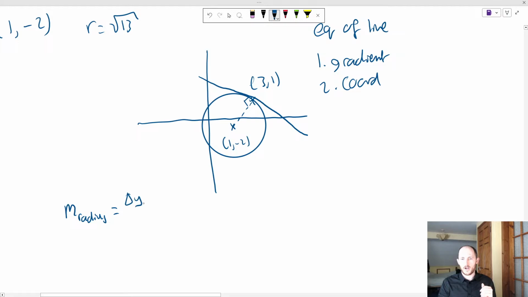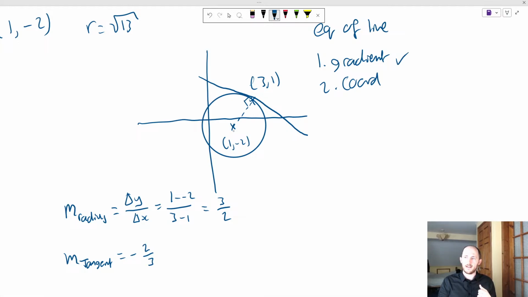You do the change in y over the change in x. This little triangle just means change in. It's a delta, it's Greek. So, change in y, 1 minus -2, the difference in the y values, over the difference in the x values, 3 minus 1, gives me 3 over 2. Which means the gradient of the tangent is -2/3. I now have my gradient, I now have my coordinate, I can do it.